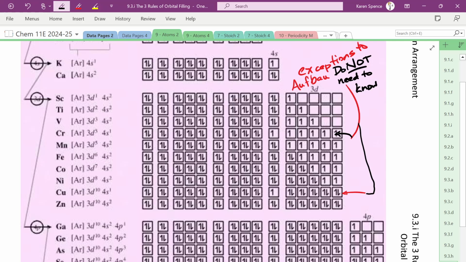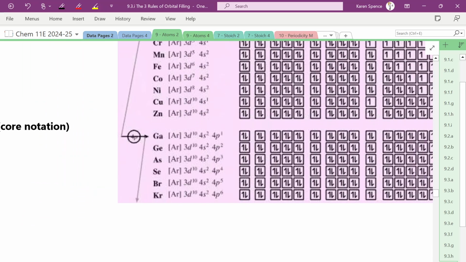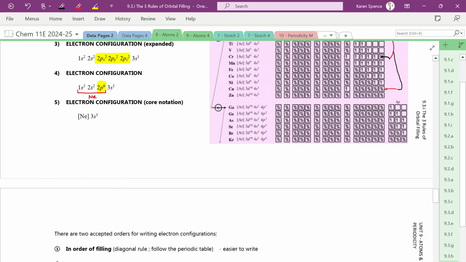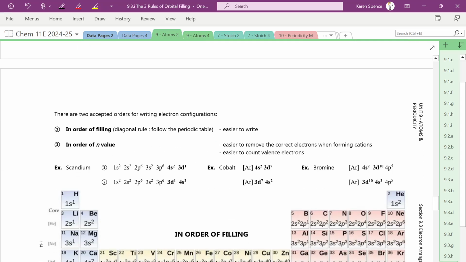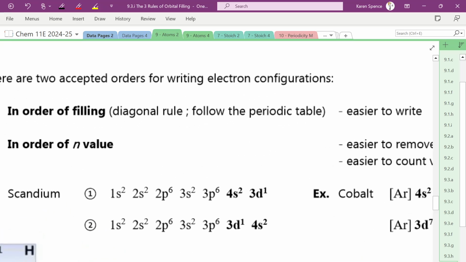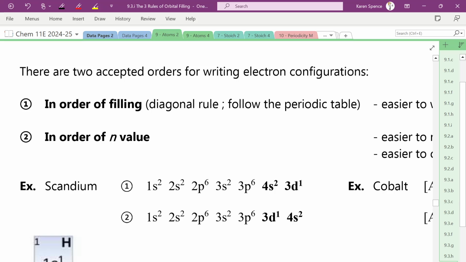Filled and half-filled d subshells are especially stable, but that's not the right explanation, so just don't worry about it. Anyway, if you're interested, you can look at those. Now, how you can write electron configurations: the way we have been writing it is in the order of filling. So the 4s comes before the 3d. Yes?